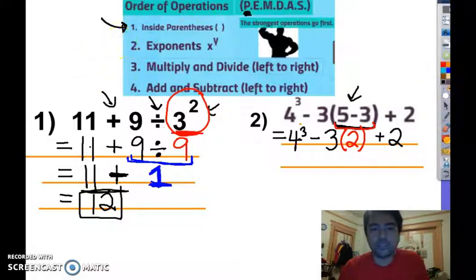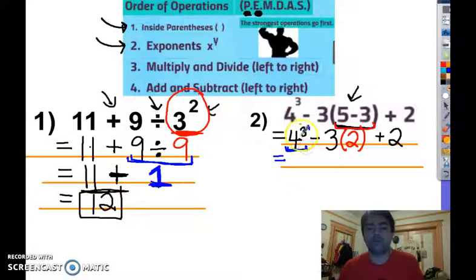Now, let's keep on going. The next letter here is E in PEMDAS, and the next step is to do exponents. So the question for me is, do I see any exponents? Yes, I do. I see them right over here. So this is the next thing I'm going to do. I'm going to mark that.